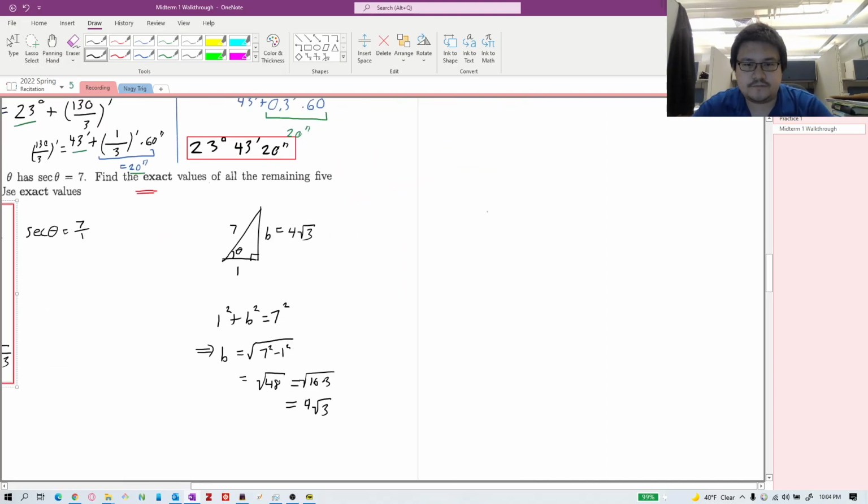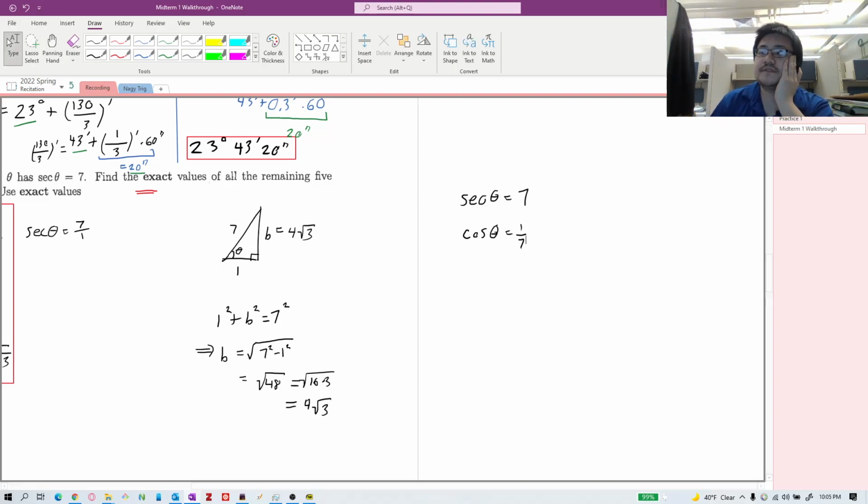All right, so what do we know? We know secant of theta is equal to 7. That's all we know. Because of the reciprocal property, secant and cosine are reciprocal, so we can immediately say cosine theta is 1 over 7. Great. Then what? Then we would probably use one of the Pythagorean identities.